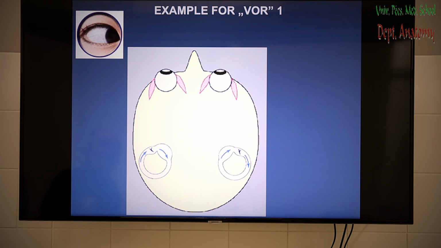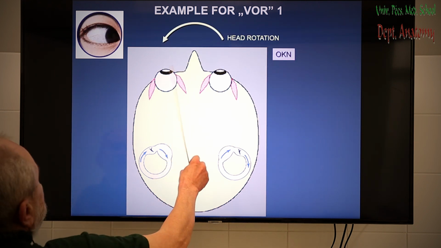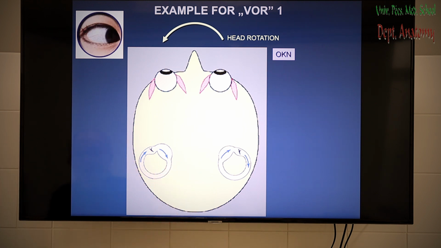Example for vestibulo-ocular reflex. One we almost completely discussed, but once more, turning the head to the left.